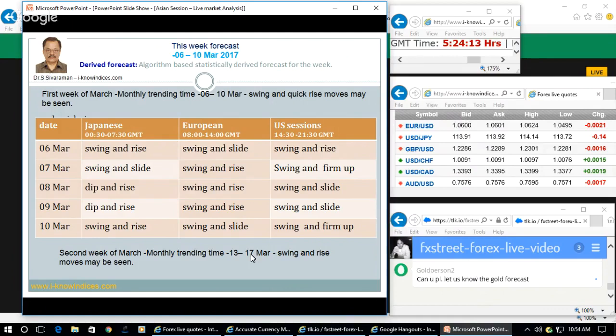really capture good profit. Then there is a question.